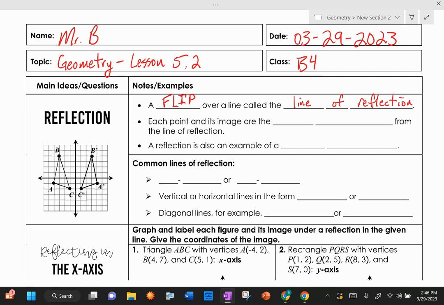Okay. So each point and its image are the same distance from the line of reflection. A reflection is also an example of a rigid motion.